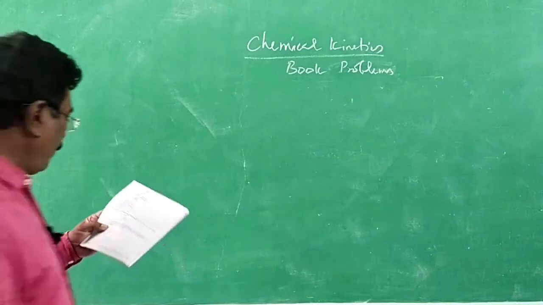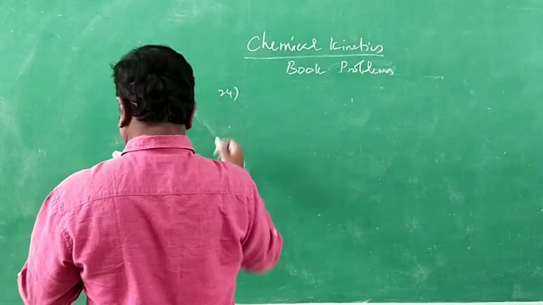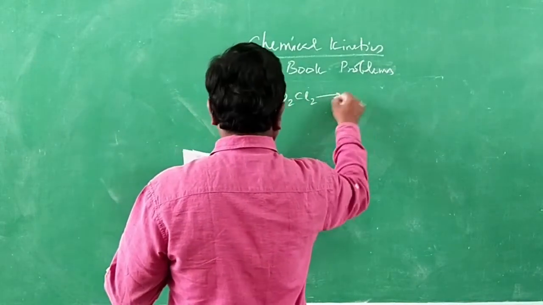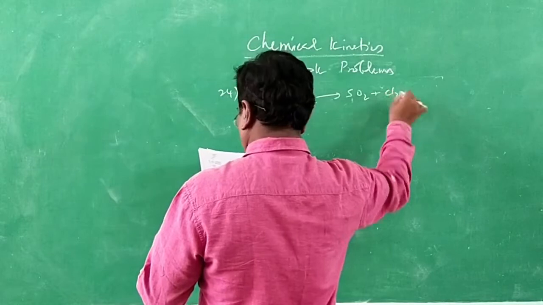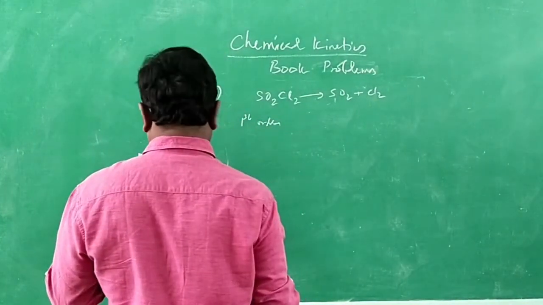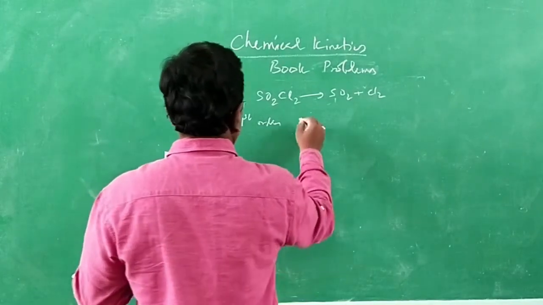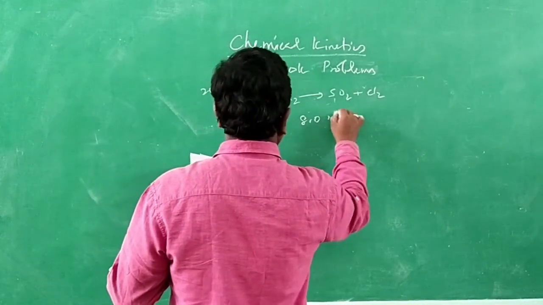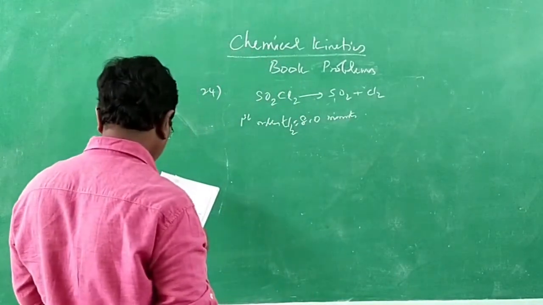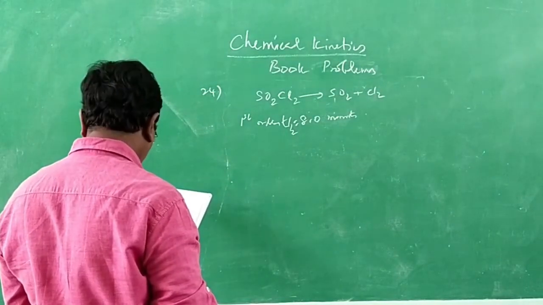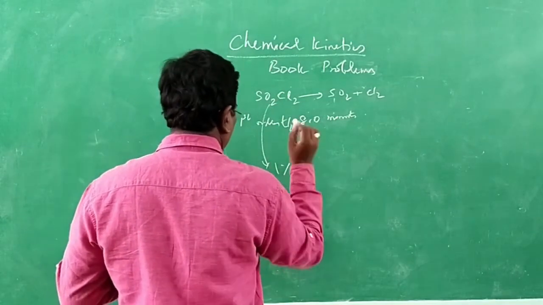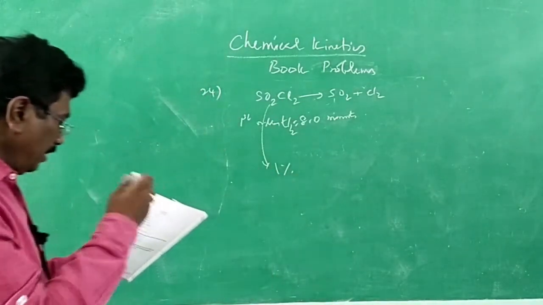The half-life period of a homogeneous reaction, SO2 gives sulfuryl chloride, SO2Cl2, which obeys first order kinetics. Half-life period is given as 8.0 minutes, T half is equal to 8 minutes. How long will it take for the concentration of SO2Cl2 to be reduced to 1%? To reduce to 1%, what will be the time?